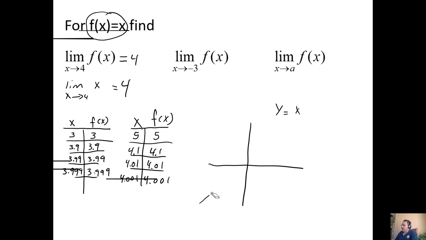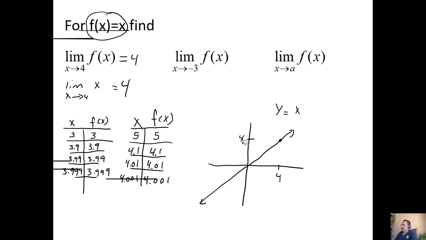And what's important about this line is that the y coordinate for every point on this line is the same as the x coordinate. That's what it says, y equals x. So the point corresponding to an x value of 4 is the point up here that also corresponds to a y value of 4. So that point is on the line.